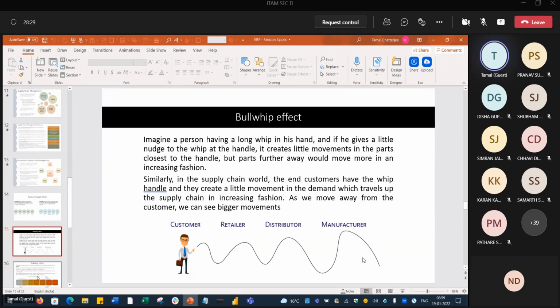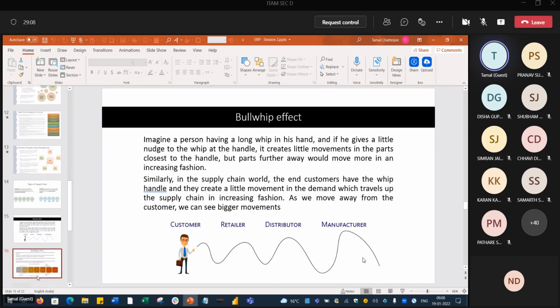Okay. In the supply chain world, if the customer makes a little movement on the whip, suppose we are thinking that we have a whip in the demand. Then that travels through all the nuts and bolts of the supply chain. Okay. As we move away from the customer, we see a bigger movement. So let's see once. What is the effect of this?